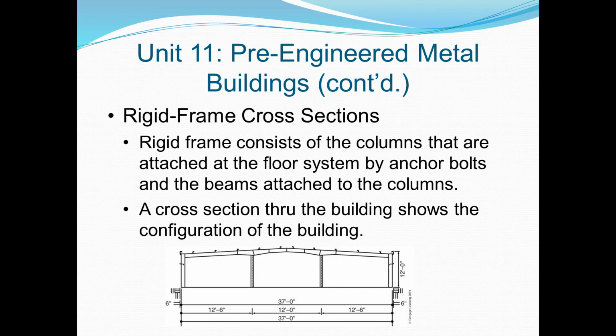Rigid frame consists of the columns that are attached to the floor, which is typically a concrete slab, by anchor bolts, and then the beams are attached to the columns, so it forms a frame. A cross section through the building shows the configuration of the building. If you look on this slide, you can see that it shows the perimeter columns, it shows some interior columns, and then it shows the main beams that run across the top. Coming at us, towards us in a direction, are the purlins. If you look in the wall itself, you can see the girts.